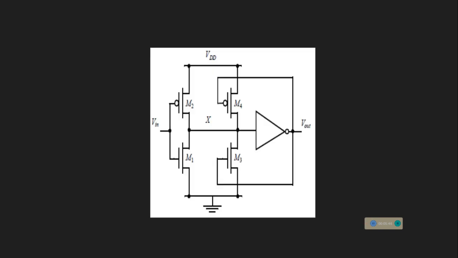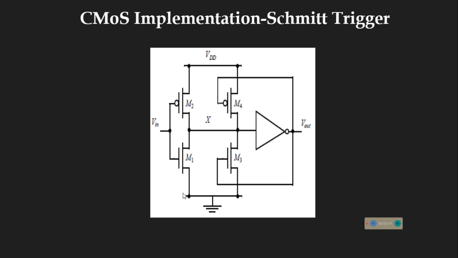Here comes the CMOS implementation of our Schmitt trigger. We know M1 and M2 are somewhat acting as an inverter. And M3 and M4 are also acting as an inverter. These outputs are connected to a buffer. You could see when the input is at 0, obviously this is passed through this inverter, and the output will be 1. If this 1 is passed here, we will get the output as 0. So both input and output voltage remain 0.